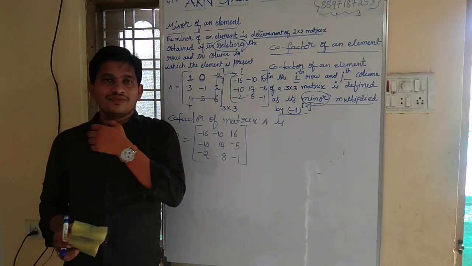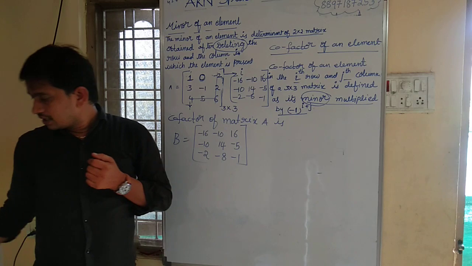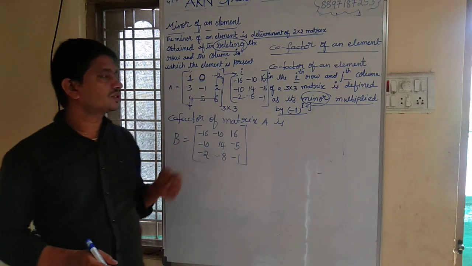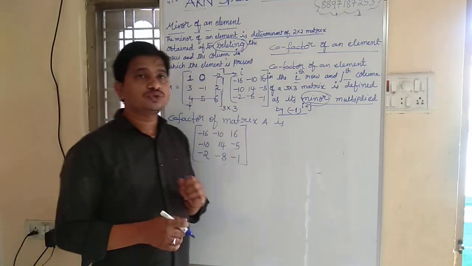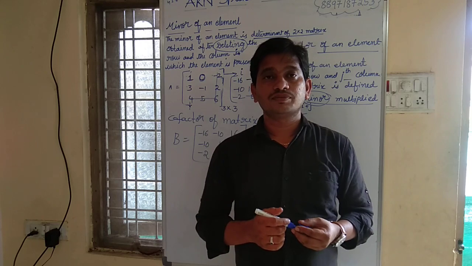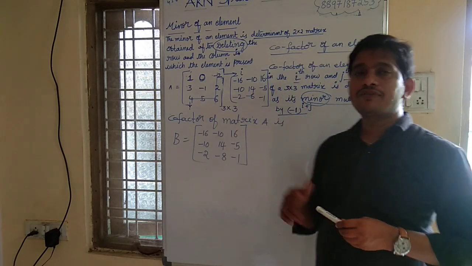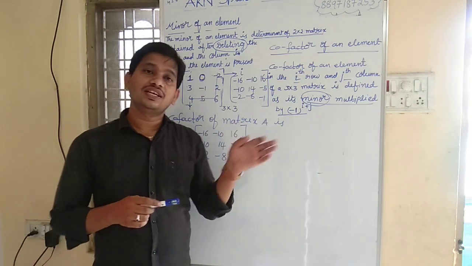So in this way we can find cofactor of given matrix. When we are finding the inverse method, there we will use cofactor of a given matrix. I hope you understood today's concept about minor of an element and cofactor of an element. Children, this is a little bit confusing. Once you understand the concept, we can go easily with the sums.